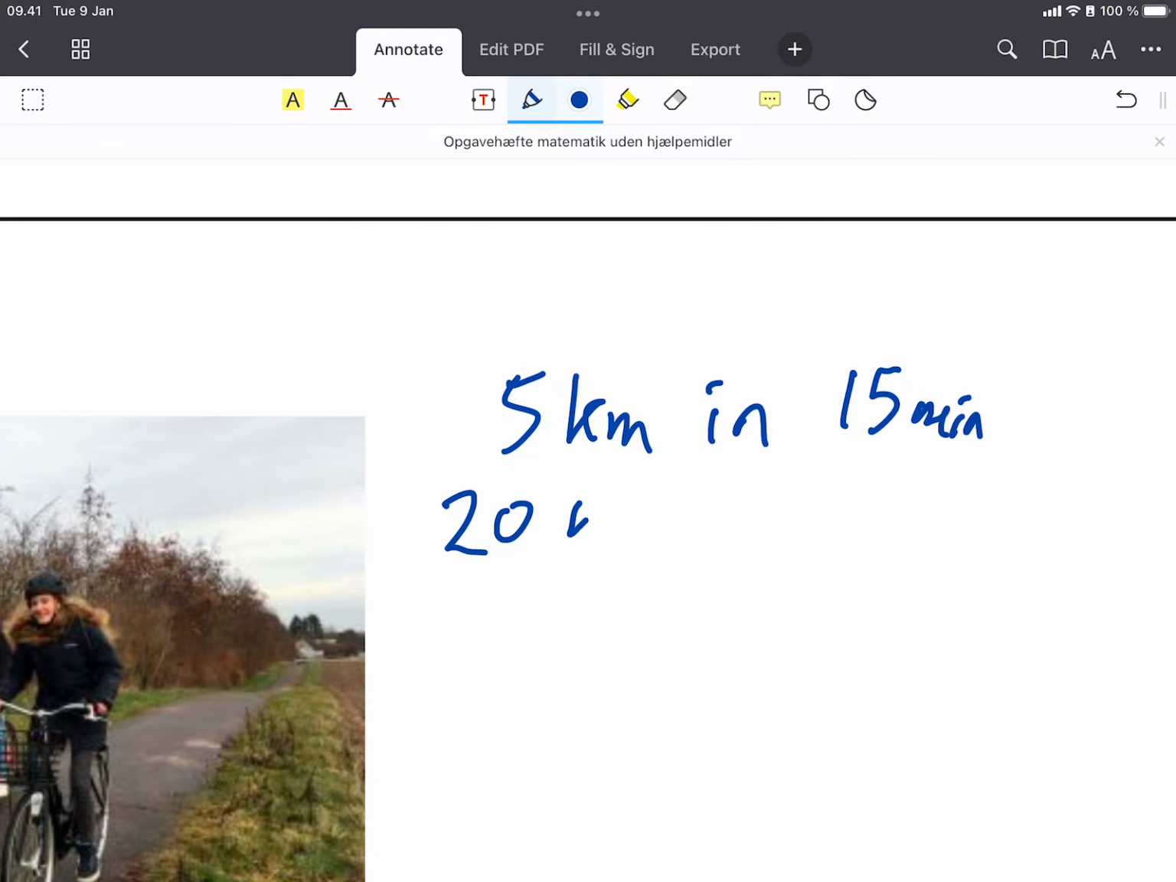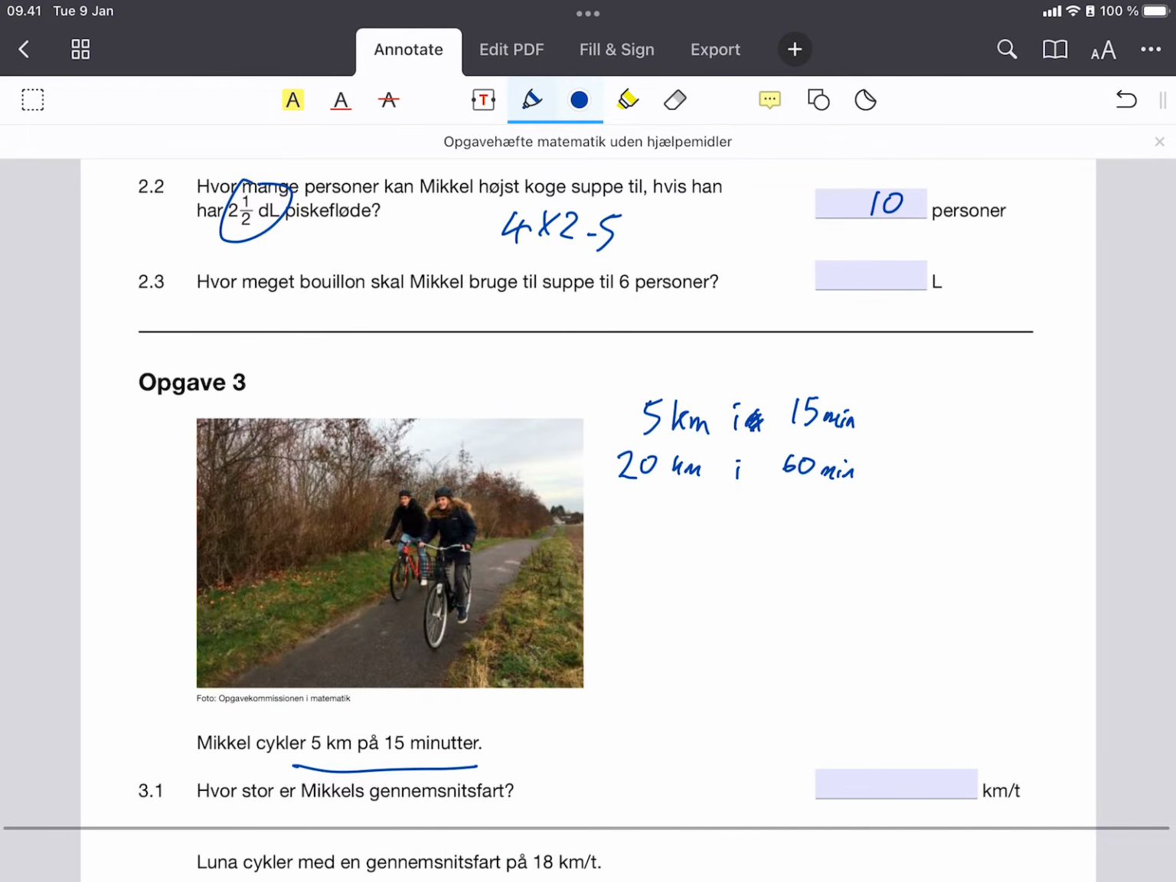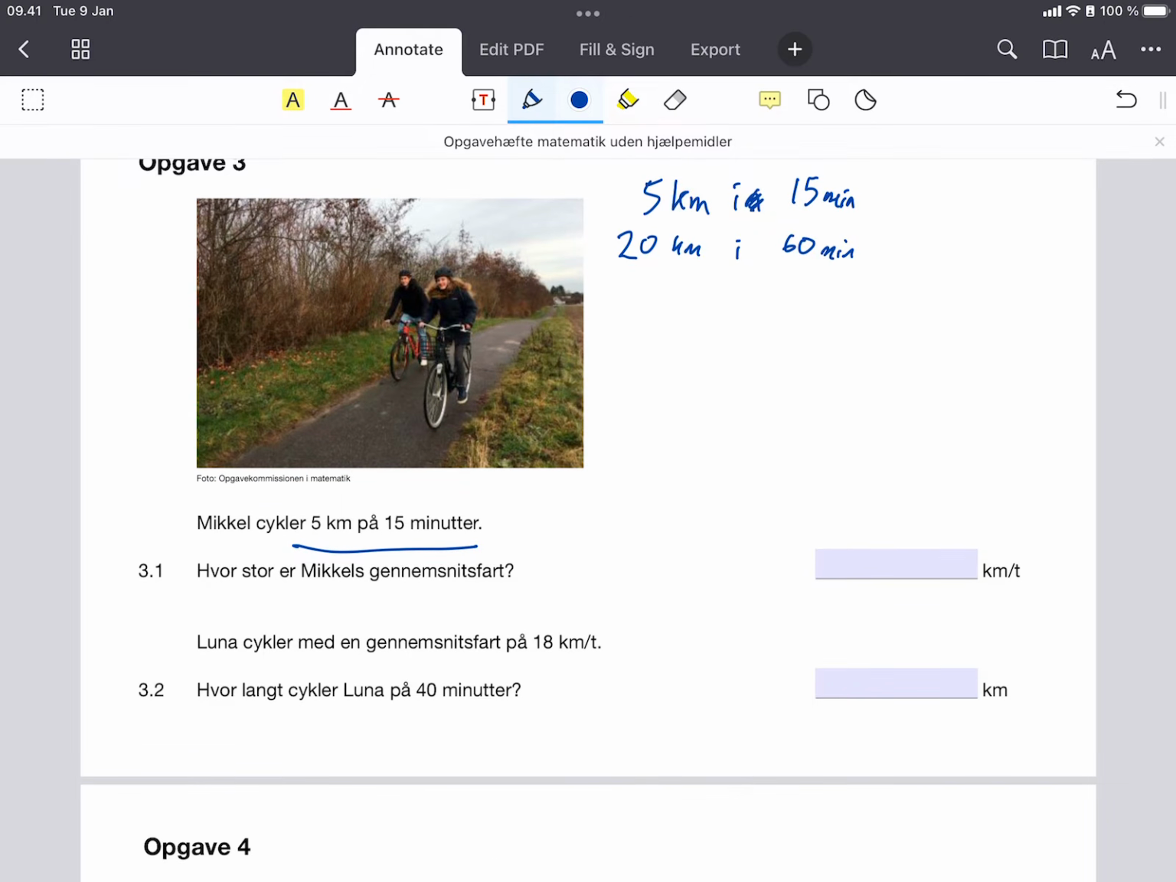you get that he can do 20 kilometers in, I should do that in Danish, 60 minutes, just by multiplying everything up by 4. So if he can do 20 kilometers in 60 minutes, he can do 20 kilometers in an hour. So his average speed is 20 kilometers an hour.